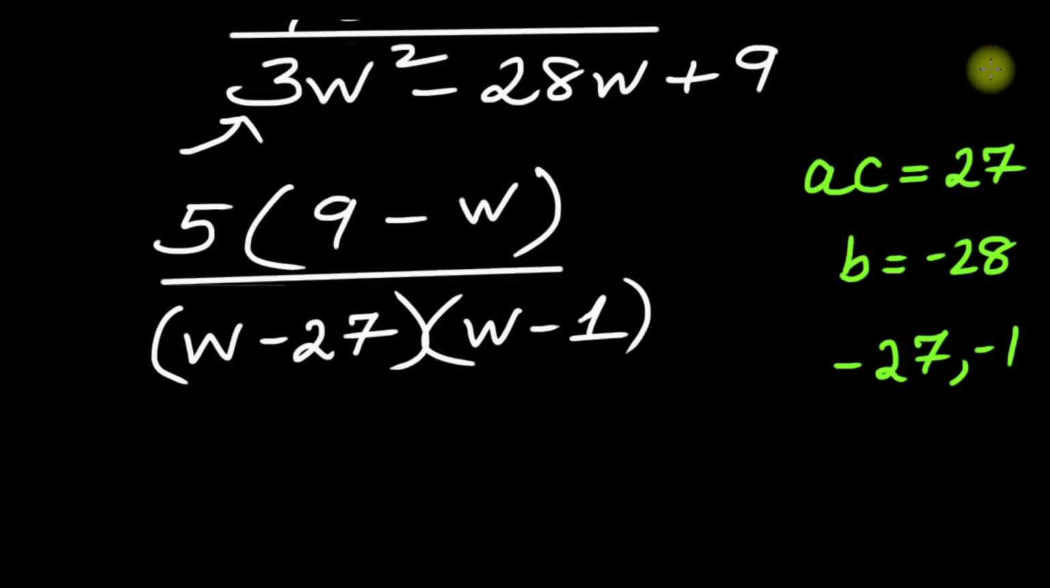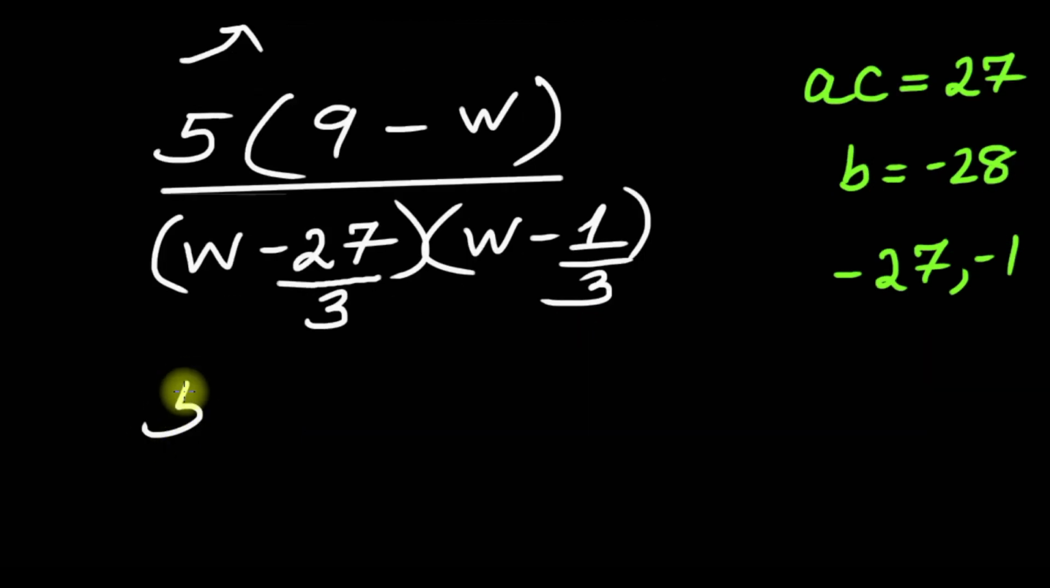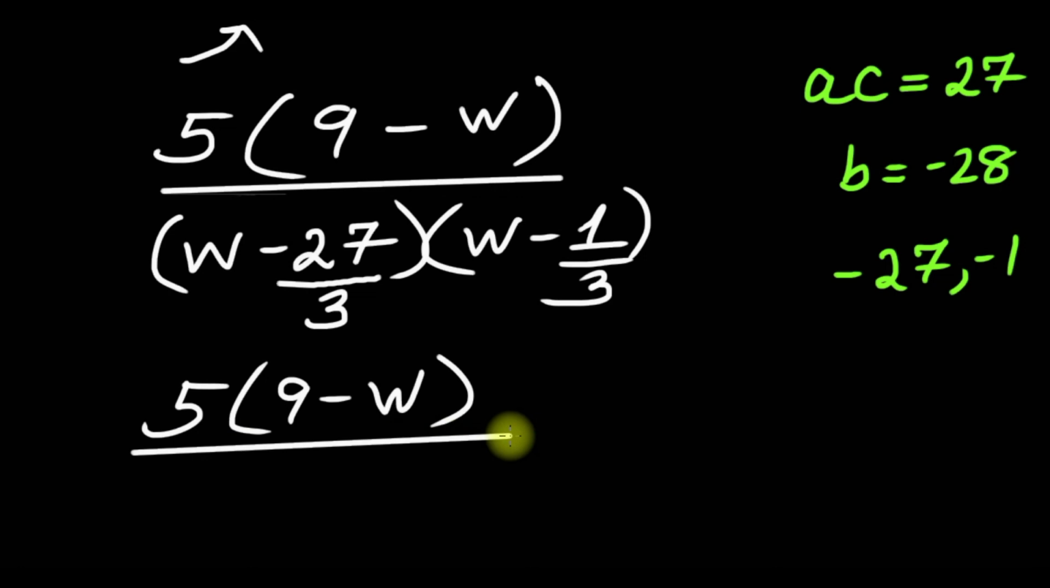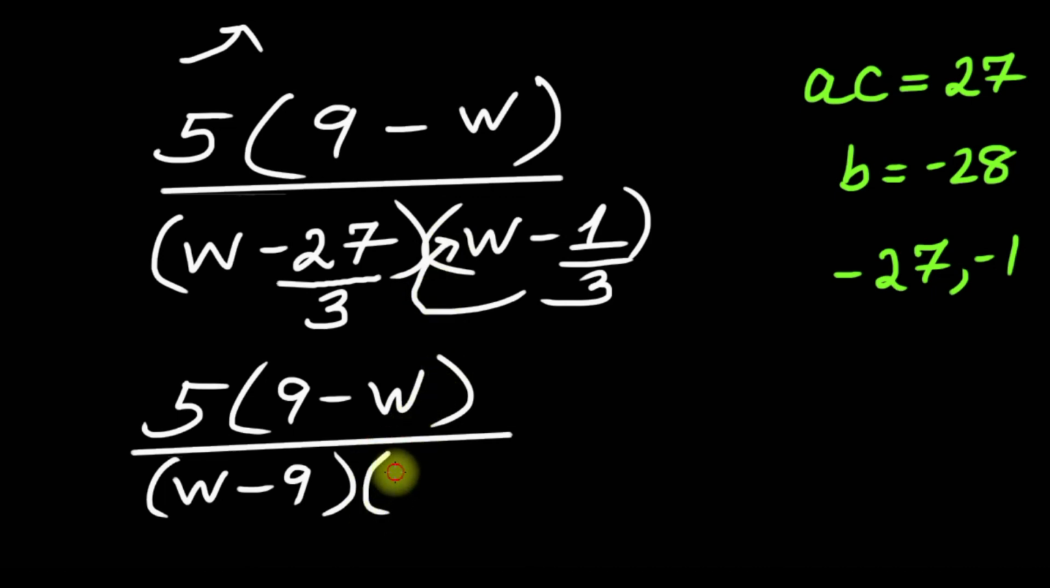Since A is not 1, we're going to factor this using the slip and slide method. To do that, you would have to divide this by A. So A is 3. So we're going to divide this by 3 and then divide this by 3. Okay, so here we have 5 times 9 minus w. And then here, 3 goes into 27 9 times. So this is going to be w minus 9. And then for over here, since 3 cannot go into 1 exactly, that means the 3 is going to come in front of the w. And that's going to make 3w minus 1.